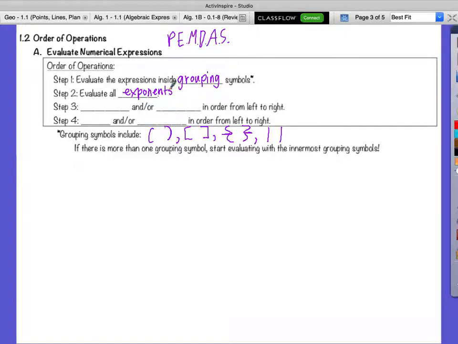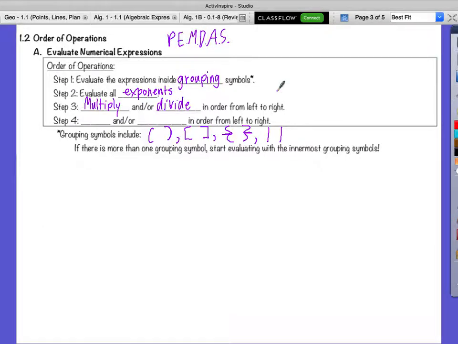Step three, blank and or blank in order from left to right. Matthew? Very good. Multiply and or divide in order from left to right.